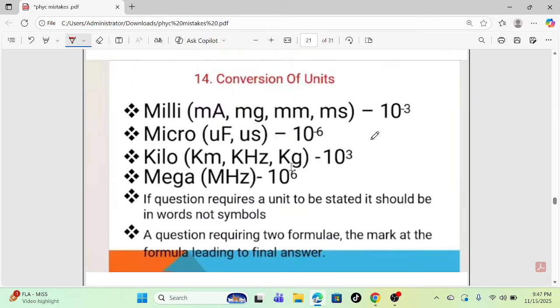Conversion of units: milliammeter, milligram, millisecond. Also, milli in anything is 10 power negative 3. Micro is 10 power negative 6. Kilo is 10 power 3. Mega is 10 power 6.